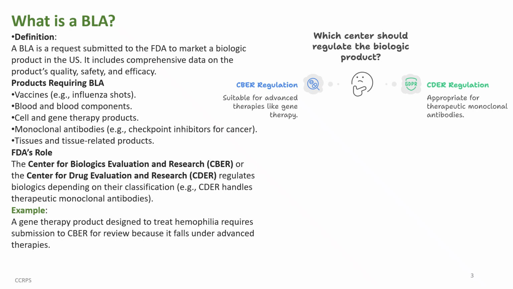FDA's role: the Center for Biologics Evaluation and Research, CBER, or the Center for Drug Evaluation and Research, CDER, regulates biologics depending on their classification. Example, CDER handles therapeutic monoclonal antibodies. A gene therapy product designed to treat hemophilia requires submission to CBER for review because it falls under advanced therapies.